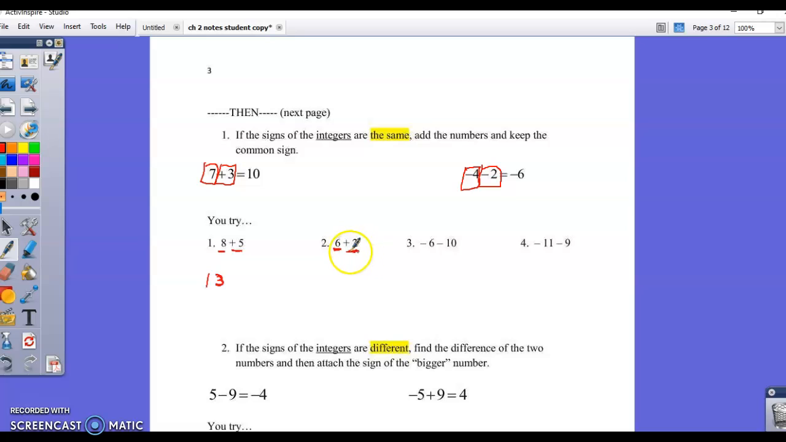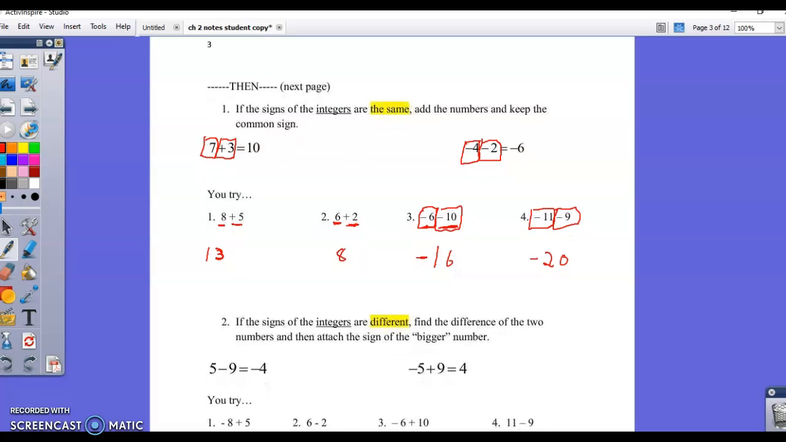Positive 6, positive 2, and I know this seems very basic, but I'm trying to get you to see it in terms of terms. So 6 and 2, 8. Negative 6, negative 10. So two terms that have a negative value. So the signs are the same, so we can add that. That's 16, and the common sign is negative. Negative 11, negative 9, both have the same sign. So we know that we can add these together. 11 plus 9 is 20, and I keep the common sign.